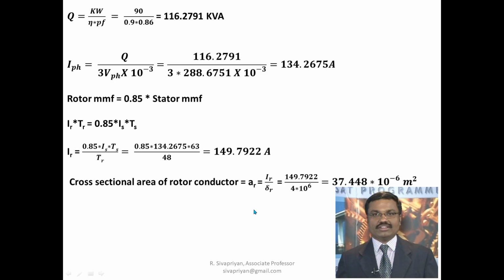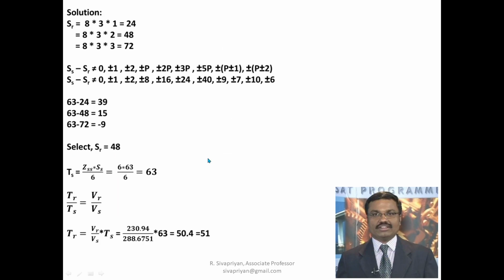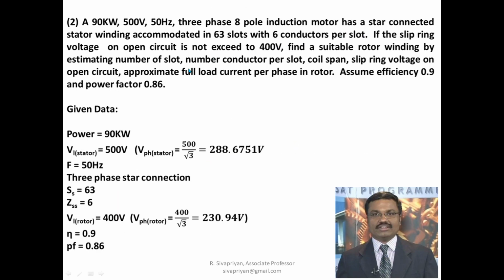From that I can find the diameter of the conductor also, like in the stator. It is up to us, but in the problem statement they asked only up to the rotor current per phase. So what we got: the estimated number of slots, the number of conductors per slot ZSR, the coil span, the slip ring voltage on open circuit, and the full load current IR. If you have any doubt, mail to me.